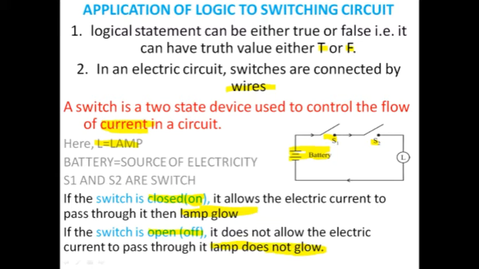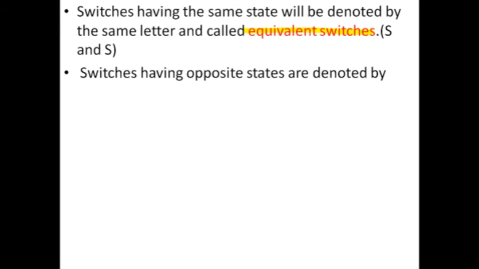Because the electricity is not passed through the circuit. Switches having the same state are denoted by the same letters. That is, they are called equivalent switches. Switches having opposite states are denoted by S and S dash. They are called complementary switches, meaning negation is used there.